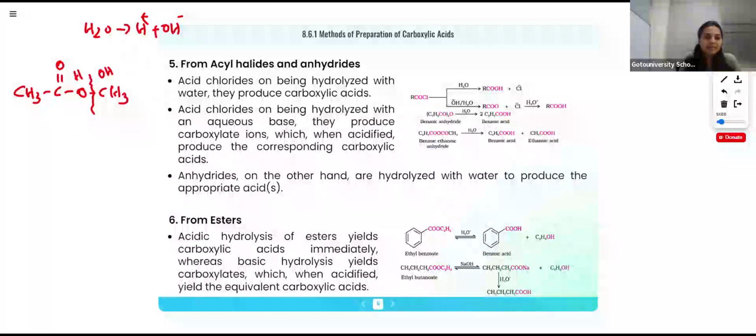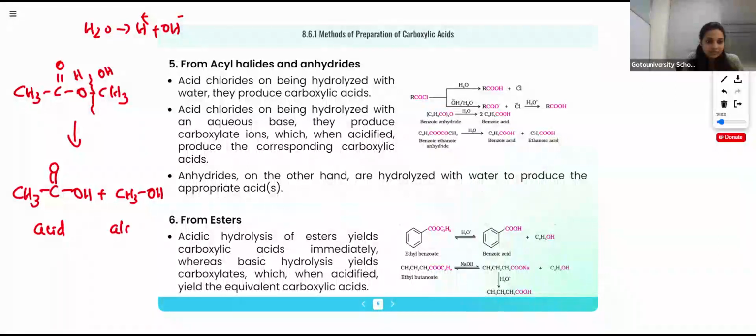So what are the products? CH3C double bond O, with OH, plus CH3OH. You got an acid and alcohol. Got it? This is the ester. Normally ester is formed from the acid and alcohol by the removal of water molecule. If you want to produce acid from the ester, what you have to do? Do the opposite. The ester on hydrolysis.